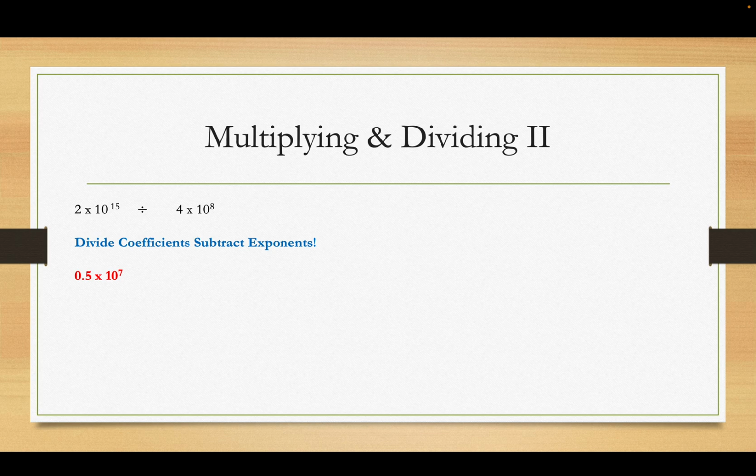Before, when I divided, I moved the decimal to the left. Now I need to move the decimal to the right, which is multiply. So I'm going to multiply 0.5 by 10. That gives me 5. But since I multiplied the 0.5 by 10, I have to divide the 10 to the 7th by 10, which means 10 to the 6th. So I have to reduce the exponent by 1. And I go from 10 to the 7th to 10 to the 6th.